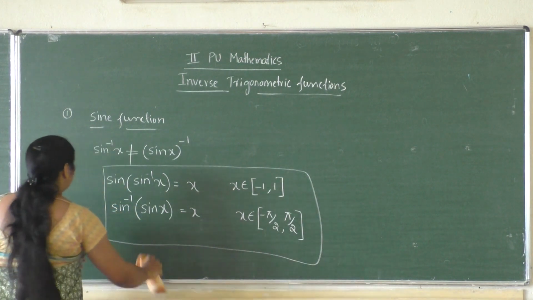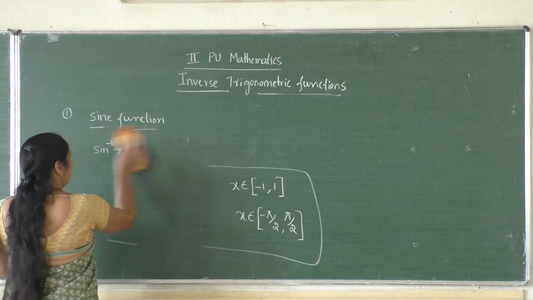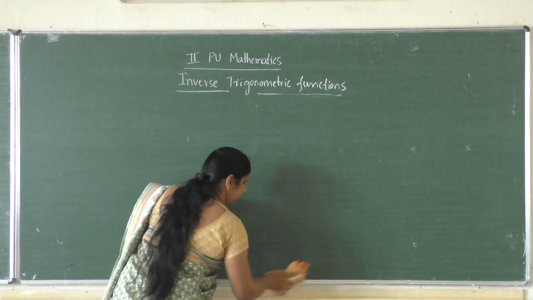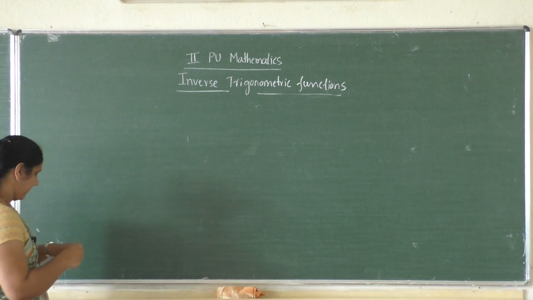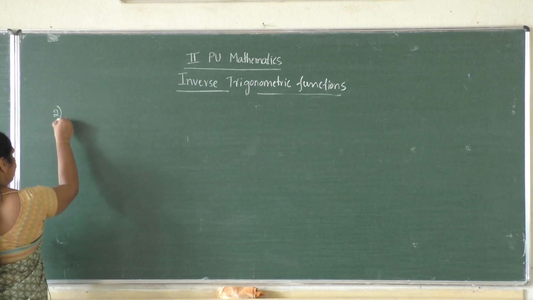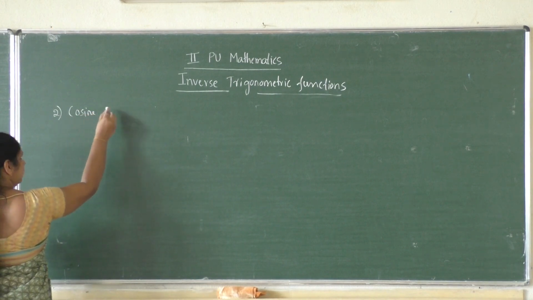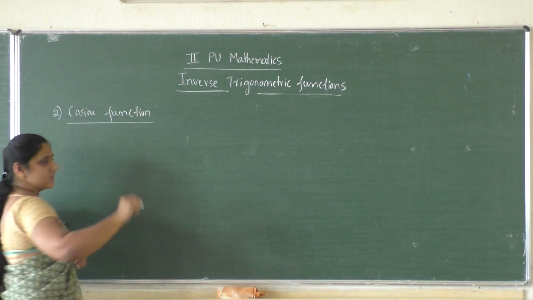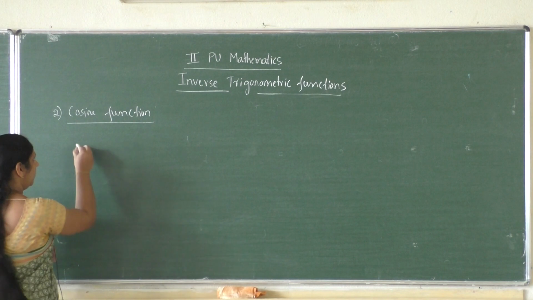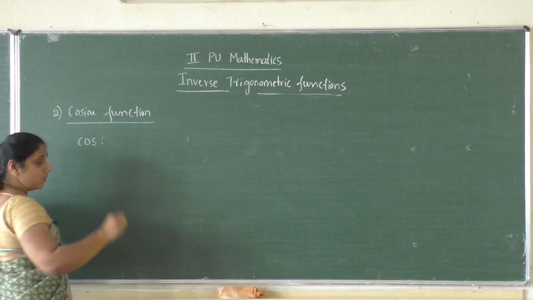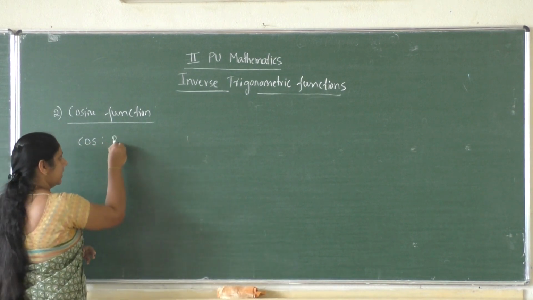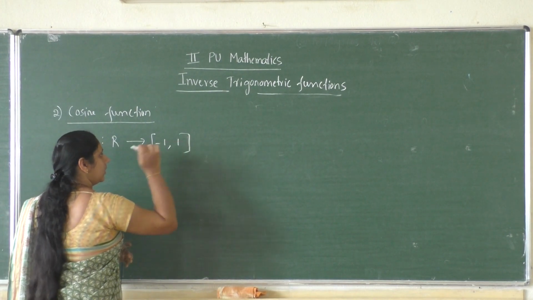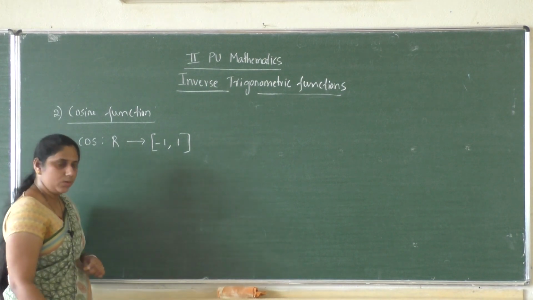Similarly, we have to do the inverse of the remaining 5 trigonometric functions. Which is the second one? It is the cosine function. For the cosine function, what is the domain? It is R. What about the range? It is the closed interval minus 1 to 1.